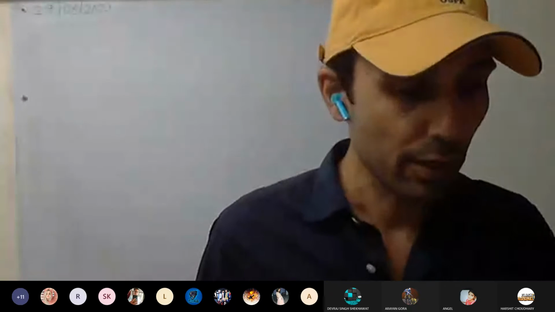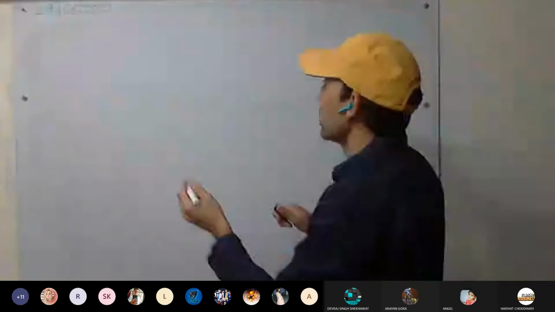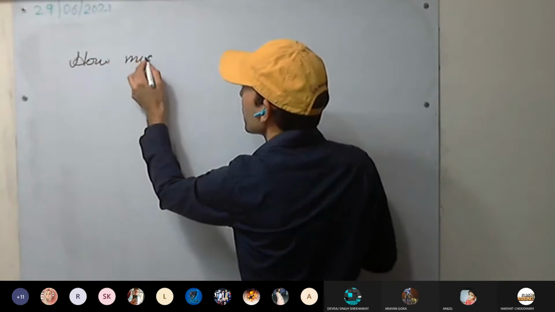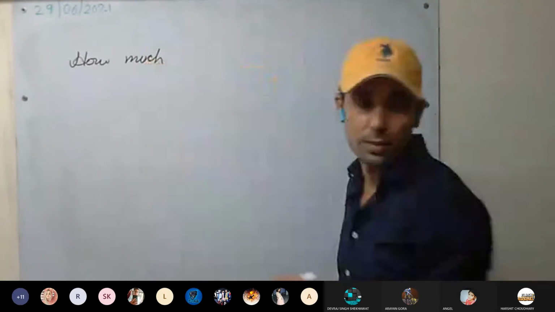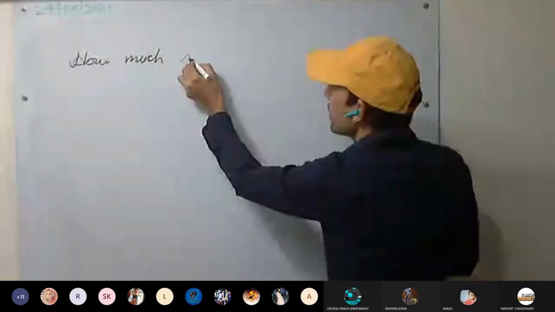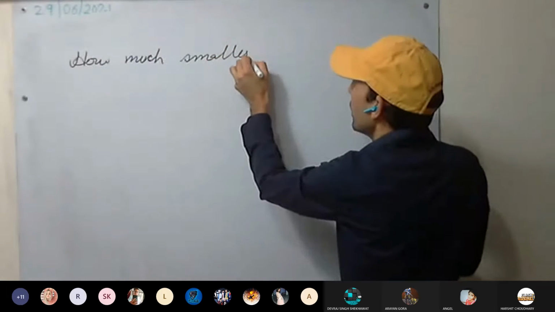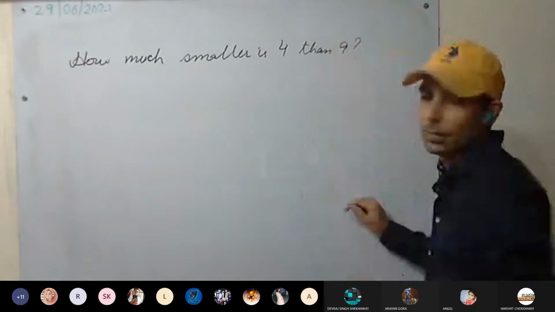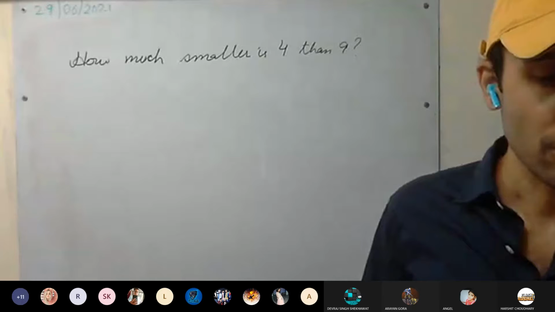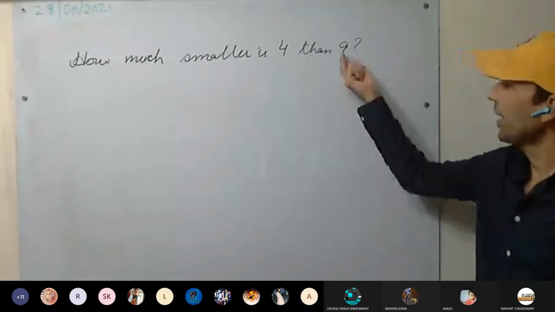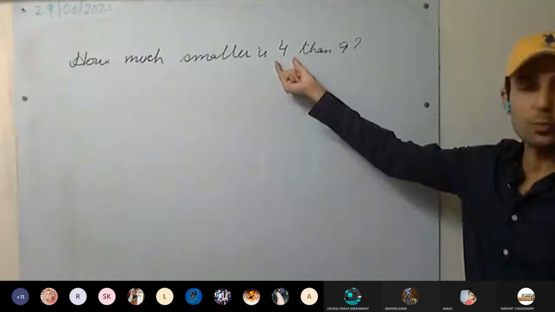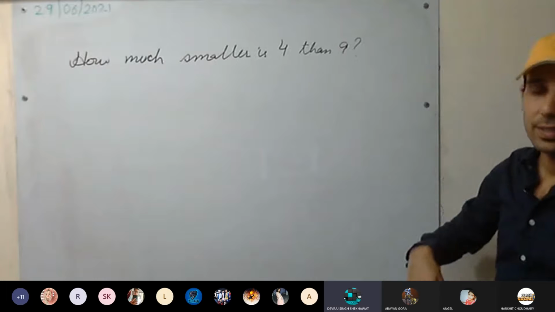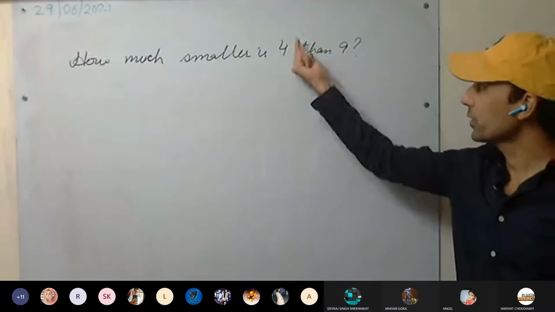Okay, the question says how much smaller is this than this? How much smaller is 4 than 9? What will be the answer? As compared to 9, how much is this 4 smaller? It is 9 minus 4. In comparison to 9, how much is this 4 smaller?